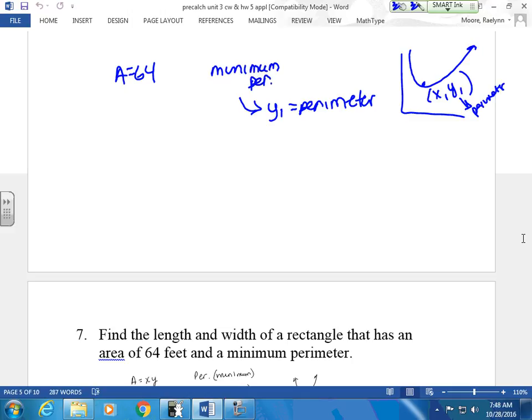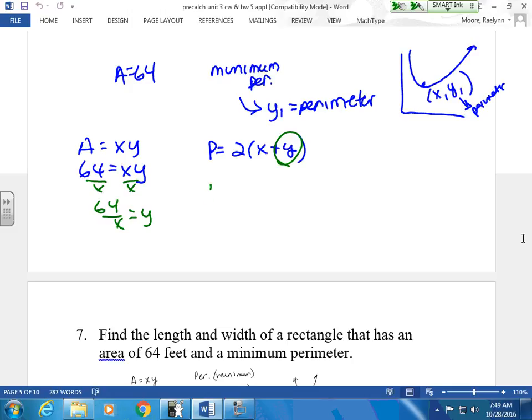Okay, so my area. What's my area formula? X times Y. And my perimeter, this time we'll put this in here in your perimeter. So somehow, I have to get that out of there. So what am I replacing? Same process. I'm going to replace what? My Y with what? 64 over X. So this is your perimeter formula.